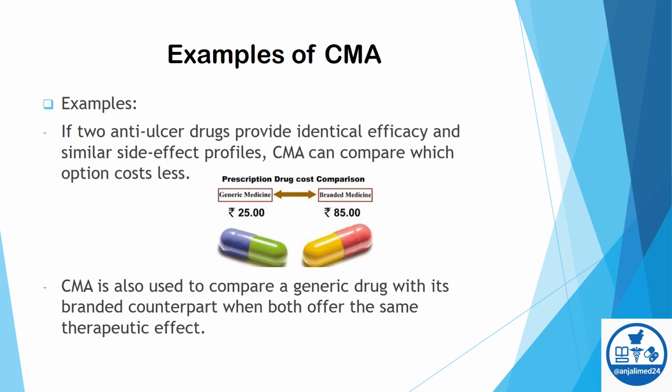Examples of CMA. Let's look at a few examples. Suppose two anti-ulcer medicines work equally well and produce the same side effect profile. In that case, CMA can be used to determine which drug is more economical. Another common example is comparing a generic medicine with a branded product. If their therapeutic effects match, the lower cost option becomes the preferred choice.